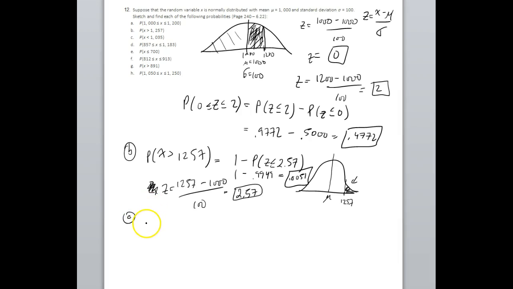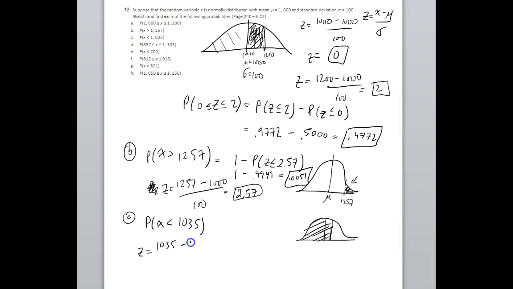Let's see. Probability that x is less than 1035. Okay, 1035 we know is to the right of the mean because it's greater than that, but it's right here. And we want to know the whole probability that's less than that. So this is going to be the easiest form of this, because we just calculate the z-value and then we can just straight up look it up in the table.